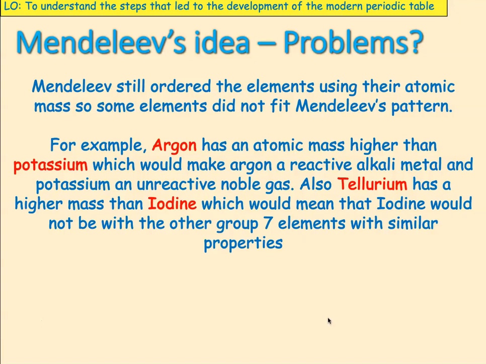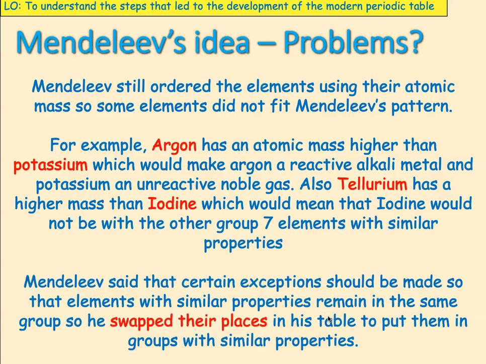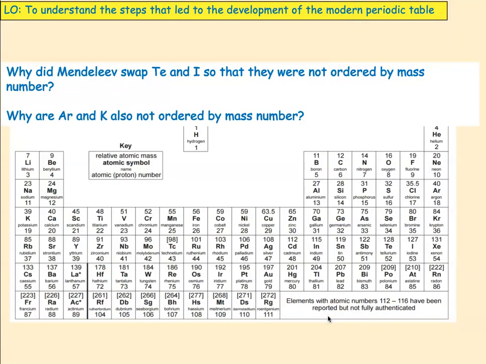Tellurium has a higher mass than iodine, which would mean that tellurium would end up in group 7, but it doesn't have those properties of group 7. Okay, so Mendeleev said that certain exceptions should be made. The elements with similar properties should still remain in the same group, so he swapped their places, and we're going to look at that on the next table.